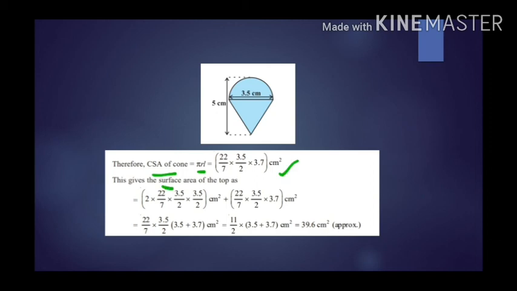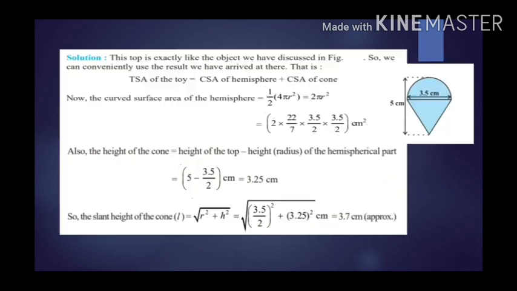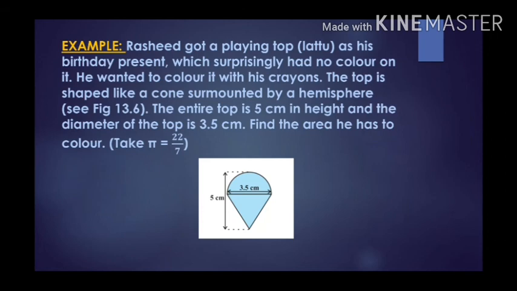Therefore the total surface area of this lattu or top will be curved surface area of cone plus curved surface area of hemisphere. Just add it, you will get 39.6 centimeter square. In this way you have to solve this type of question. You have to divide it into solid 3D figures, and then you have to find the surface area which is required in the question.